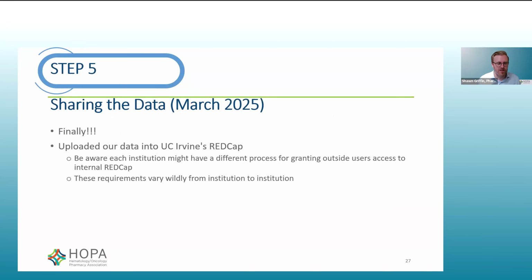Finally, in March, so nearly a year later, we were able to share the data. We did utilize UC Irvine's REDCap, but we did learn a word of caution. Each individual institution has different things that are required for an individual to become an affiliated user of their REDCap, and UC Irvine's is one of the absolute worst. They require the submission of date of births and social security numbers and attendance to a 90-minute live class.